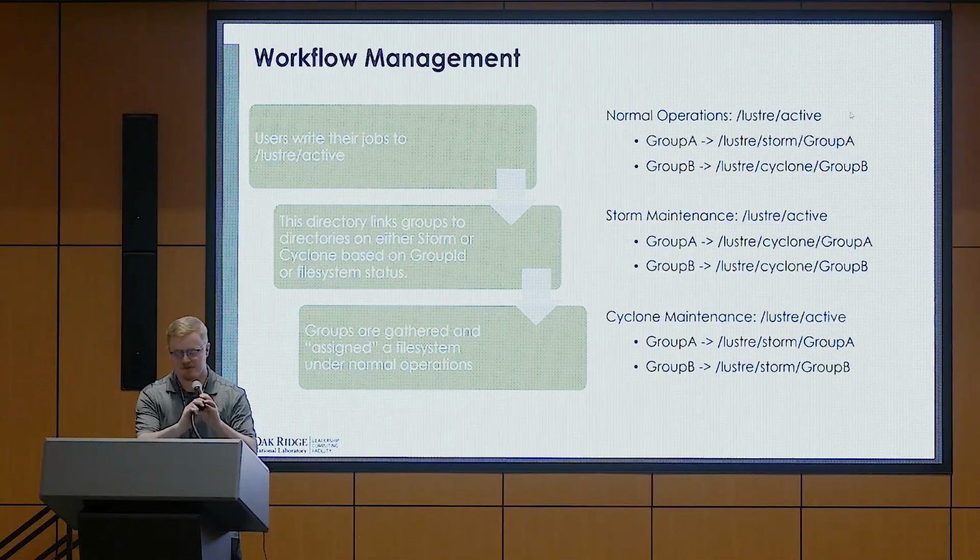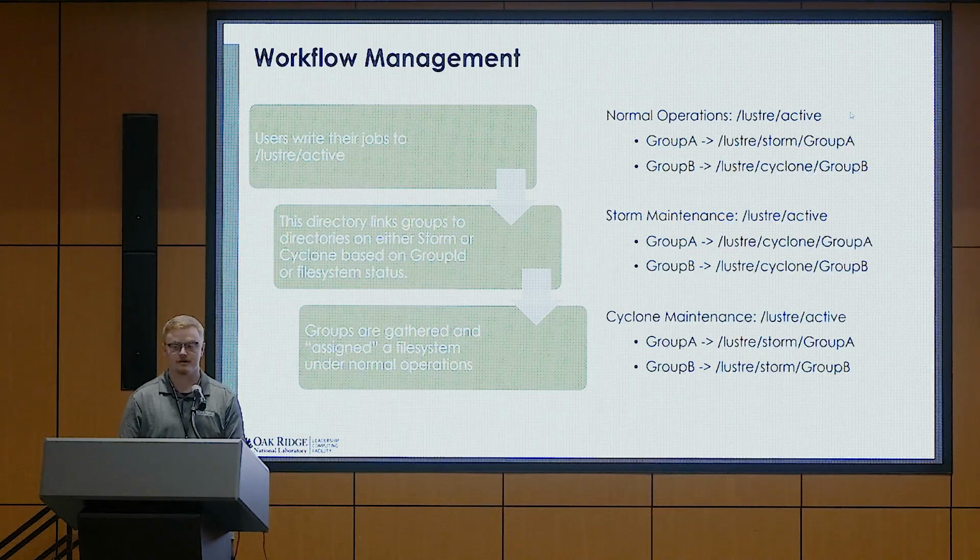So looking into some of the workflow management, how does this look from a user's perspective? If I were a user on the system, I would ls /lustre, and I would see Lustre Storm, Lustre Cyclone, and Lustre Active. On either Storm or Cyclone, we have a listing of all the project IDs in their entirety. Additionally, if you list out Lustre Active, you will see an additional listing of all project IDs. But Lustre Active is basically a directory of links.